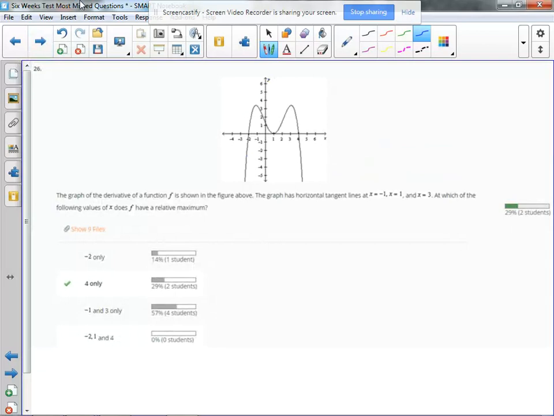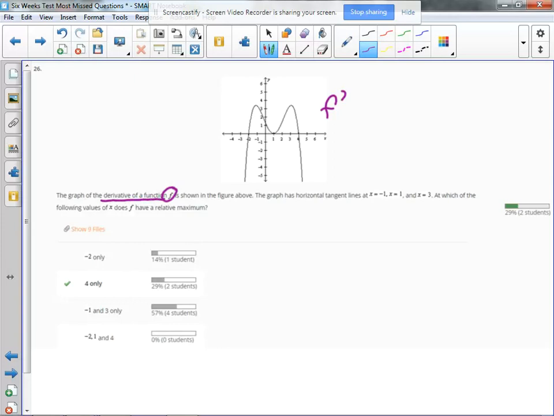All right. Now, 26 killed me when I saw that only 2 people got it right. But I think I know why. It's because when you're reading the problem, you see the graph of the derivative function f. You see f and you think that this is f right here. Did you ignore the words right before it? The derivative of a function f is shown in the figure above.